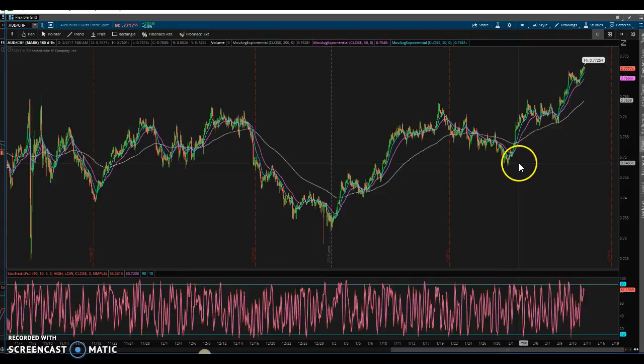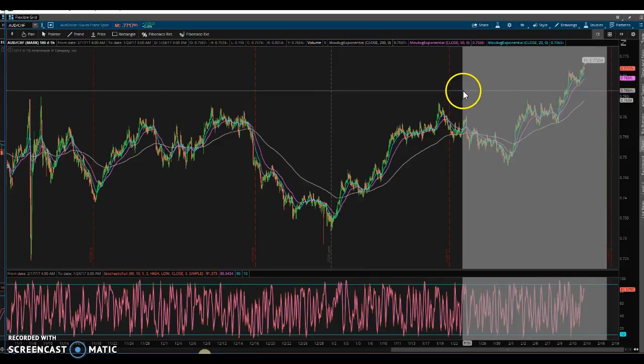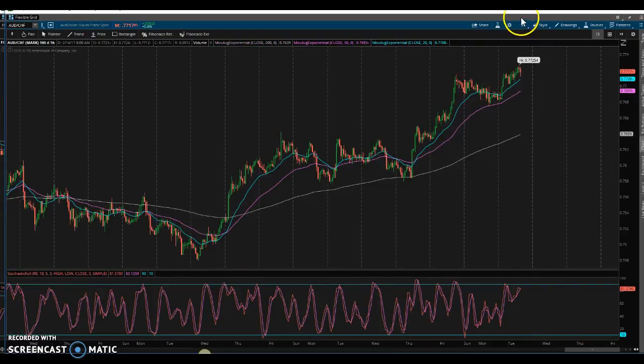Hey guys, just going to do a quick trade recap on a few trades that I took yesterday. First one I'll start with is the Aussie CHF. It was just a simple kind of a trend continuation trade.